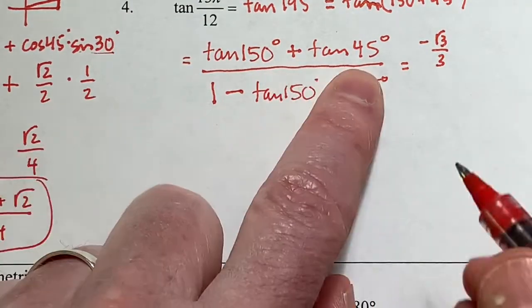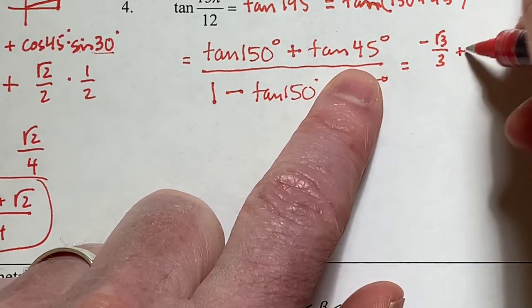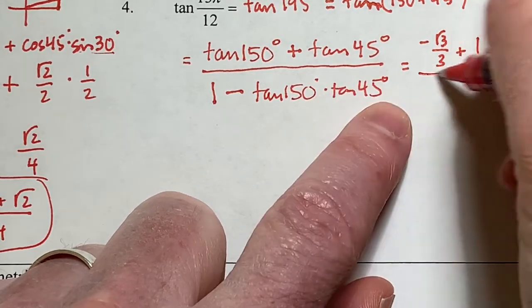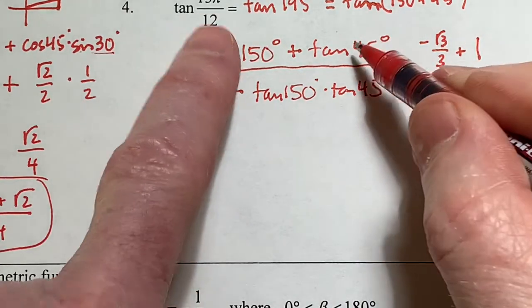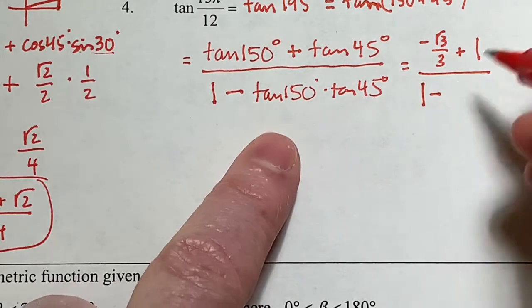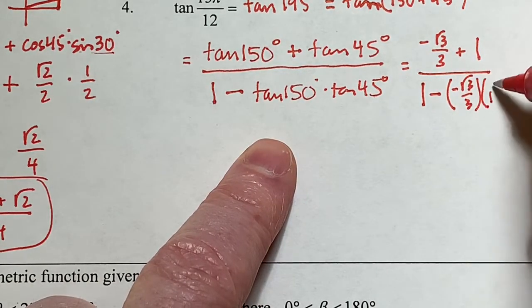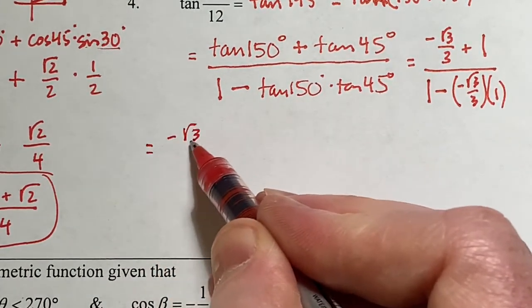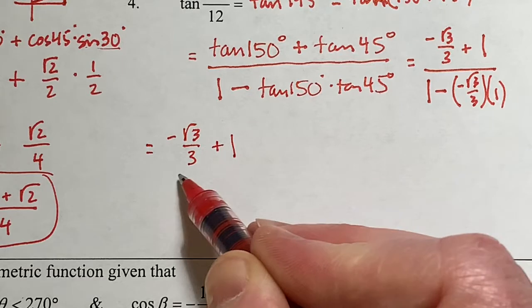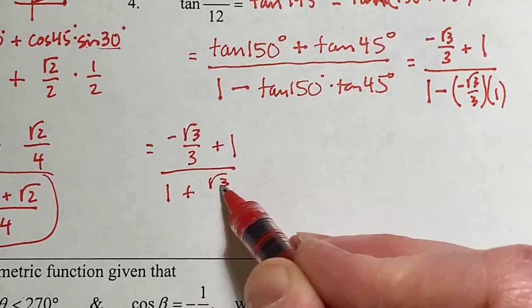Tangent of 45, at 45 degrees, the x and y values were the same. So that's just same over same, which would be 1. And on the bottom, the nice thing is you're going to go 1 minus, and whatever you have for these two, you just put it down here. So minus negative root 3 over 3 times 1. Now I'm going to clean this up, and I'm going to write it over here. So negative root 3 over 3 plus 1 over 1 plus root 3 over 3.